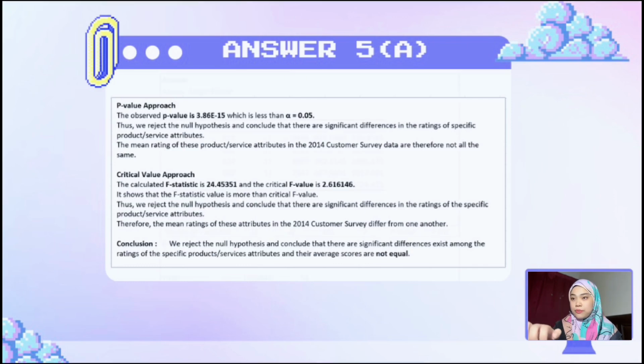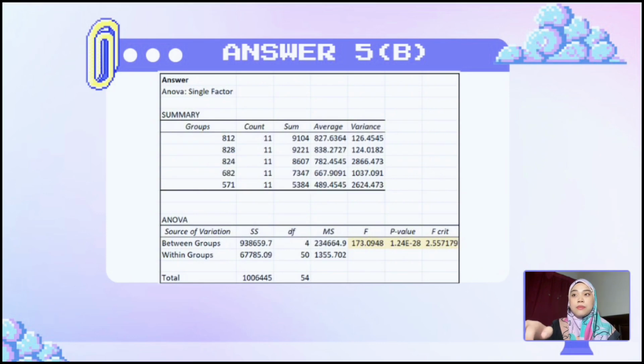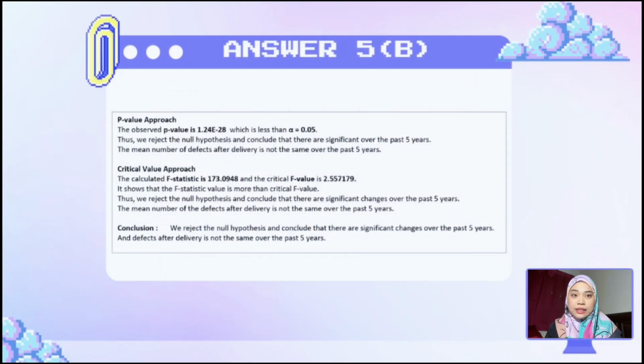For question 5b, I used the same method, which is to extract the data using data analysis with the tool ANOVA single factor. You can see the answer in this slide. The result that we get here is the observed p-value is 1.2 e negative 28, which is less than alpha equal to 0.05. Thus, we reject the null hypothesis and conclude that there are significant changes over the past 5 years. The mean number of defects after delivery is not the same over the past 5 years.